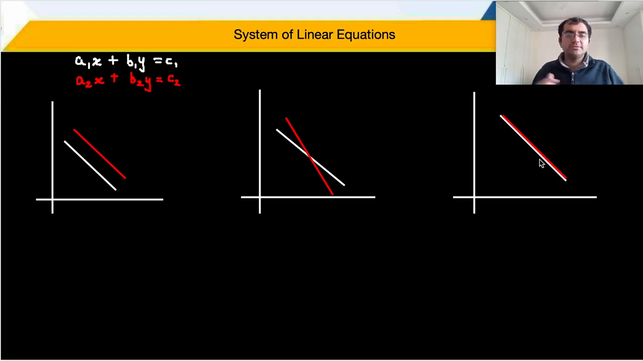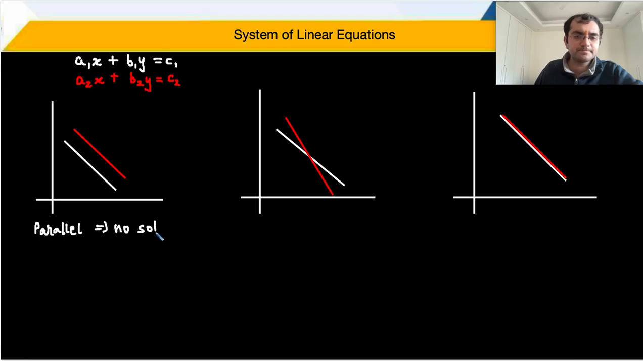So first, it is possible that they are parallel lines, right? And if they are parallel lines, there is no solution. Now, what is the solution? A solution is simply the points at which the two lines are intersecting. A solution is a technical term. It's a point which satisfies both the lines, right? So if the lines are parallel, then there is no solution because they are not meeting, right?